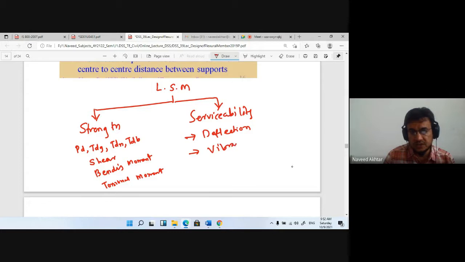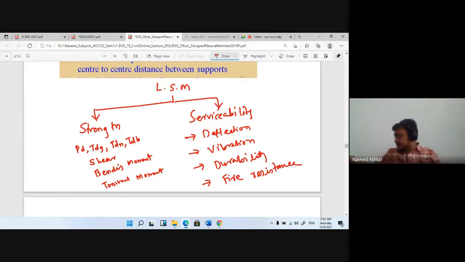No excessive vibration, durability conditions, and fourth one, fire resistance in case of fire. So these two conditions are there when we are going to design any type of structural member. Then you should check for the strength criteria and serviceability. So you have to design for the member strength and you have to design for the serviceability conditions.